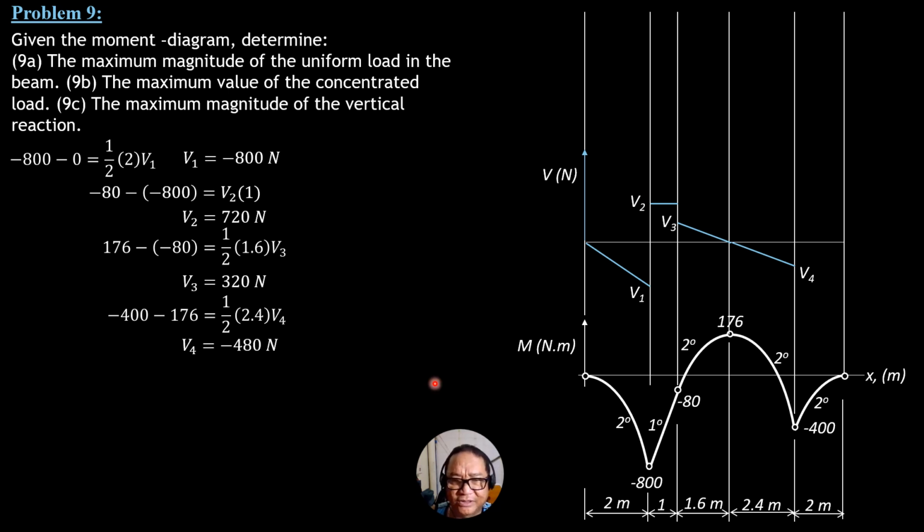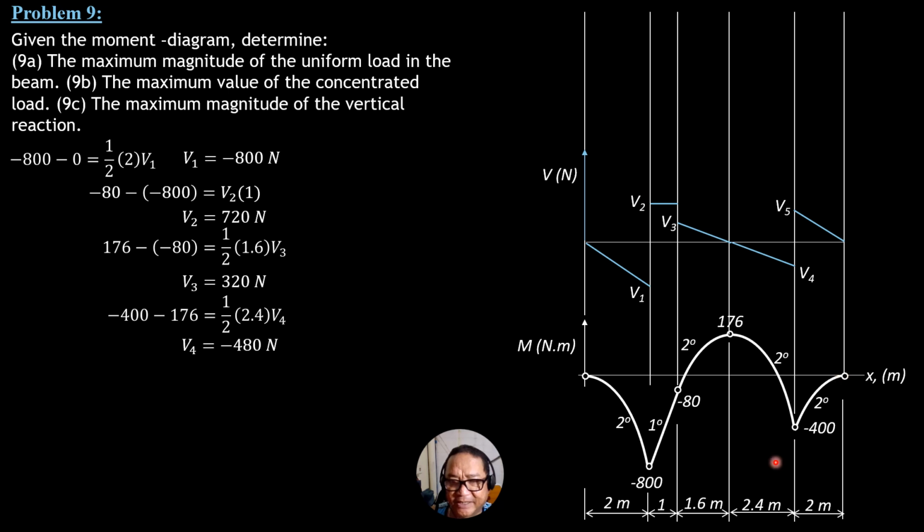480 newtons. Then we have another first degree. It may be continued there. Or change in moment, 0 minus negative 400, so positive 400. That means we have a triangular diagram. Definitely it is 0 shear here, because the tangent is horizontal, 0 slope, and we have V sub 5. I'll just call that V sub 5. The figure looks as shown.